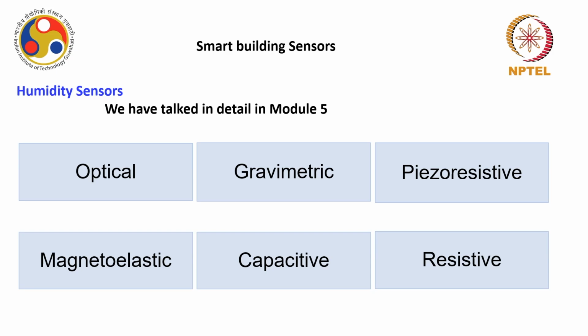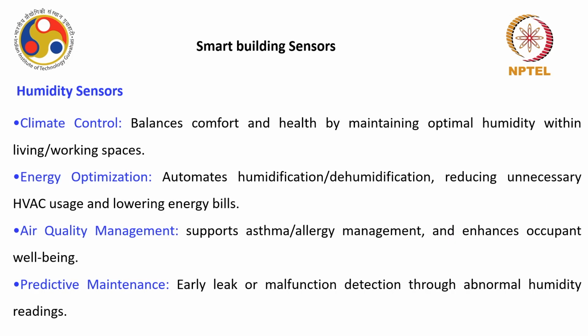Okay. We have talked about humidity sensors in module 5, so essentially those sensors are applicable over here. We have seen that a number of transduction techniques can be utilized for detection of humidity, like optical, gravimetric, piezoresistive, magnetoelastic, capacitive and resistive. The sensors based on all these techniques are more or less applicable in the smart building. However, we have seen in the case of the temperature sensor what the requirement is in a smart building, and that can be extended for humidity sensing also. All right.